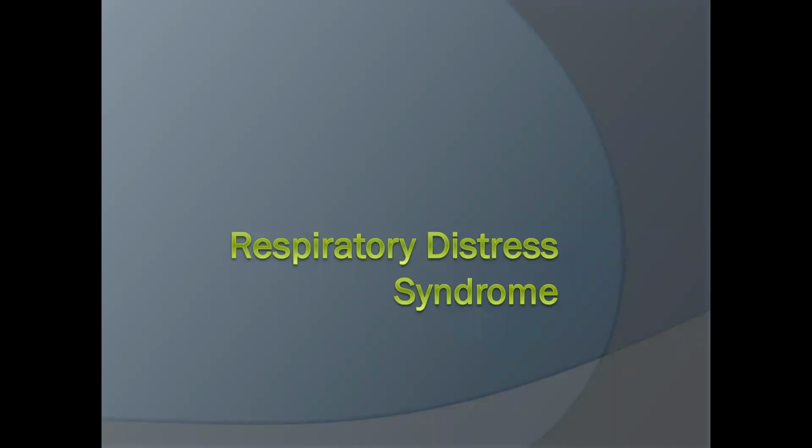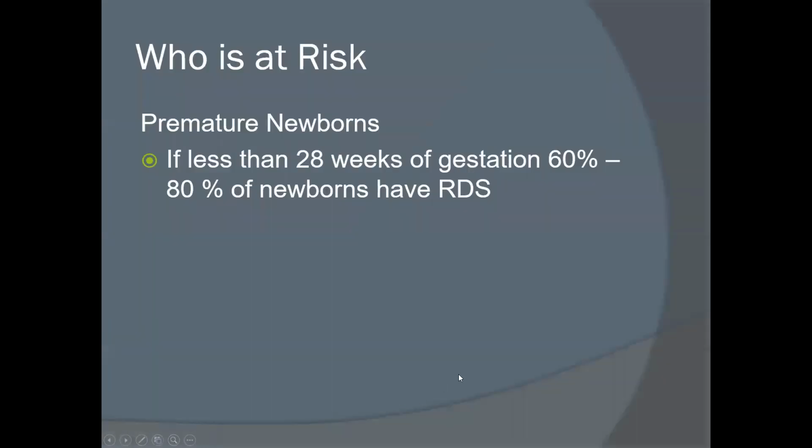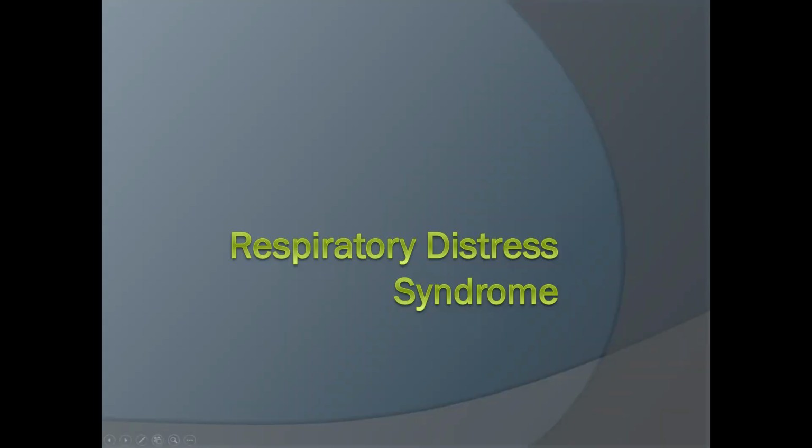The first one we're going to start off with is respiratory distress syndrome, RDS. When babies are born prematurely, if they're less than 28 weeks of gestation, there's a 60 to 80% chance that they'll have RDS. And then RDS is insufficient amounts of surfactant.